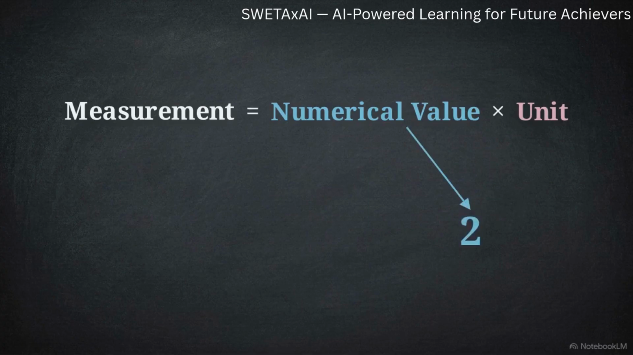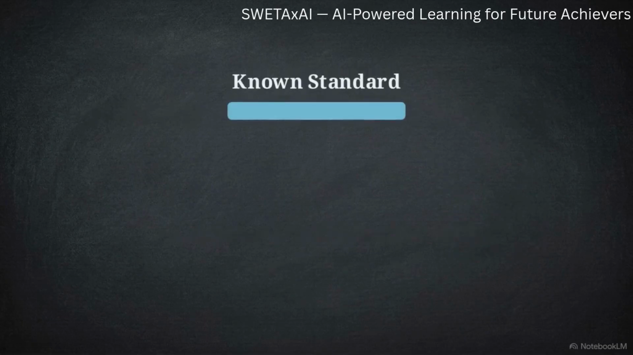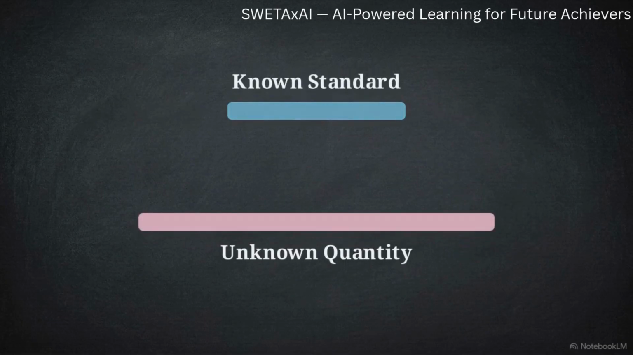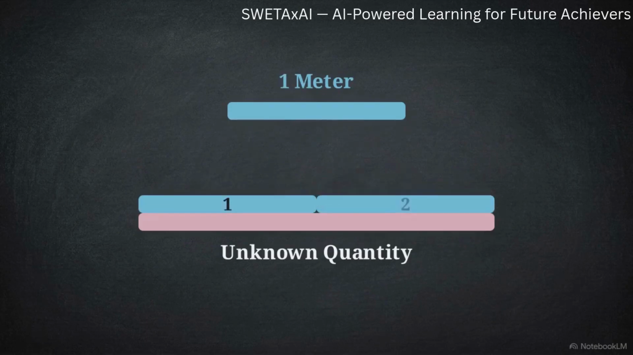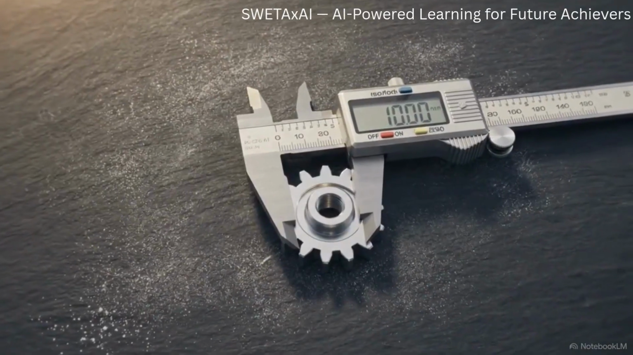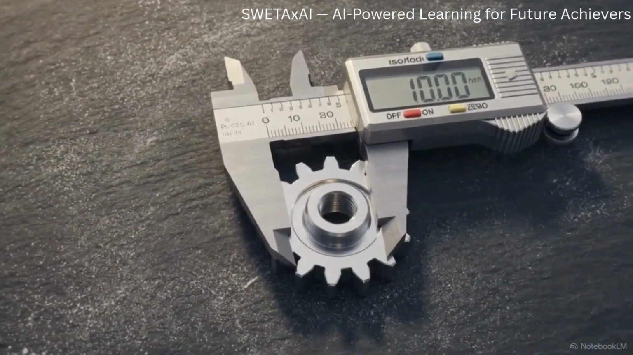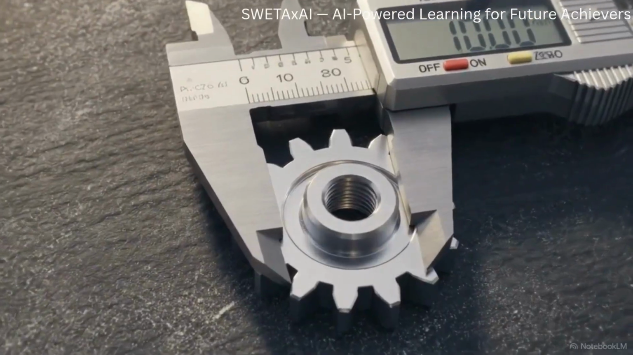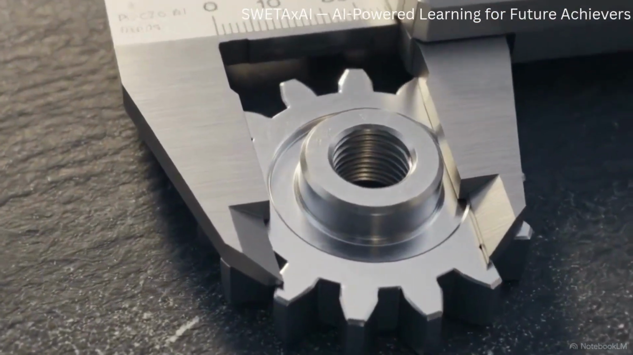A measurement is always the product of a numerical value and its unit. The process of measuring is the comparison of an unknown physical quantity against a known, universally agreed upon standard. If your standard is 1 meter and a rod is twice that length, the rod is 2 meters. Because measurement strictly requires comparison, the validity of all physical science relies entirely on standardizing those base units.